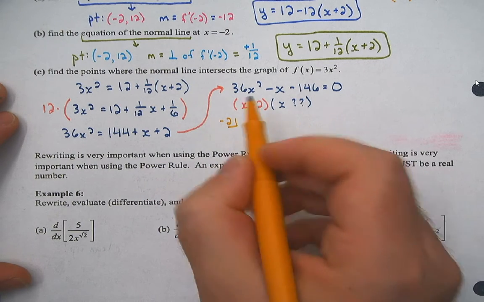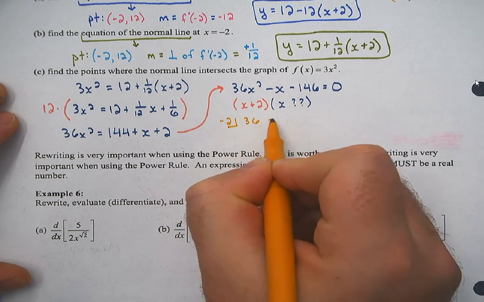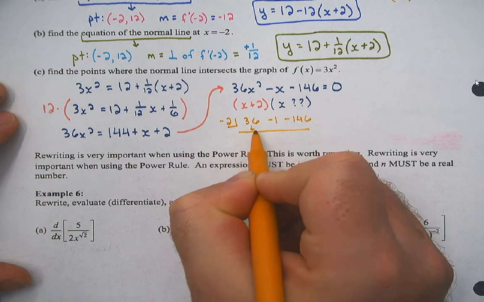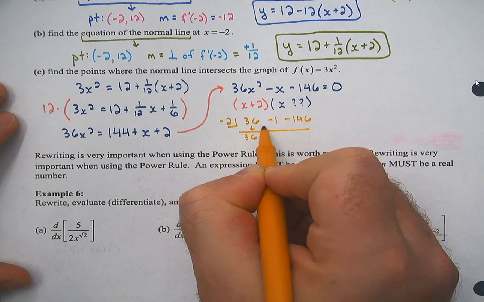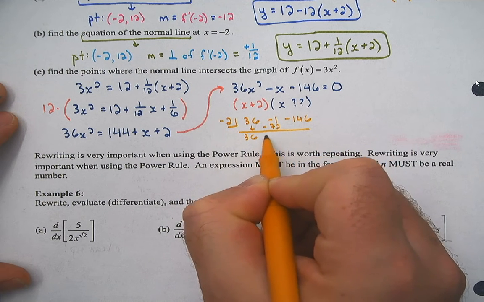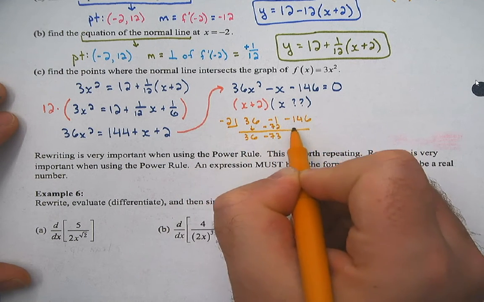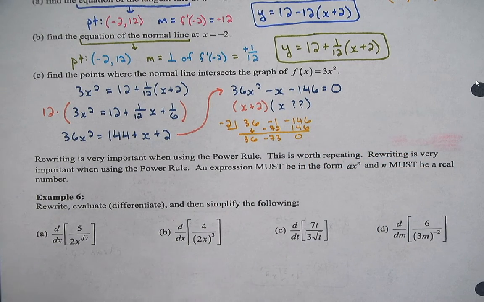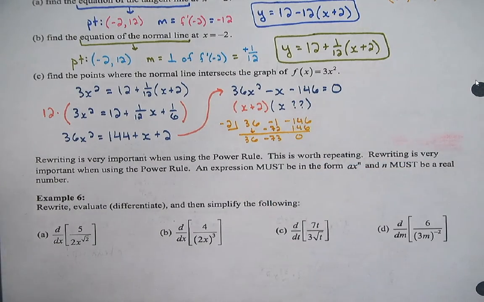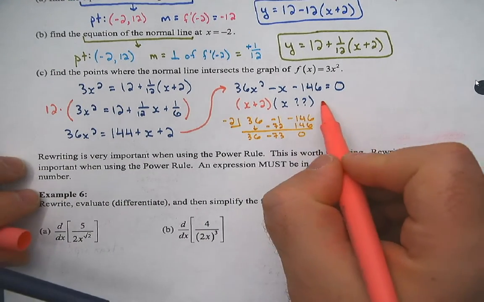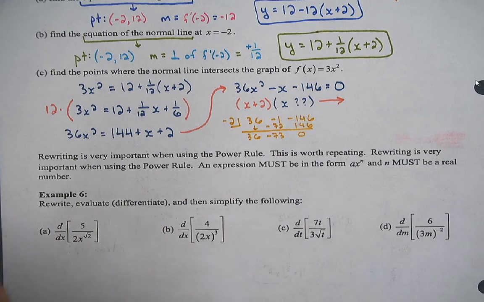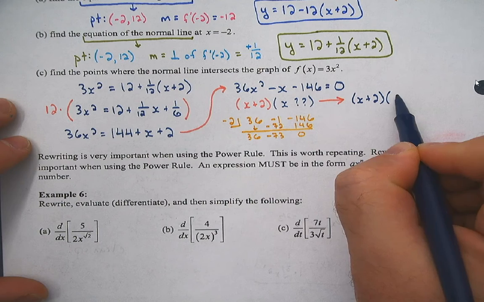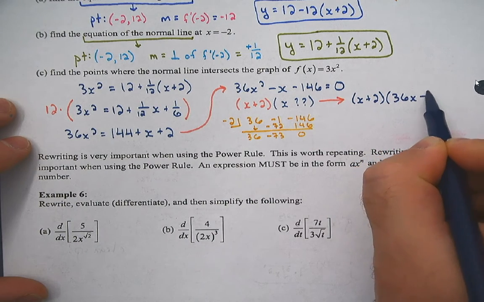Okay, so I've got a negative 2, I've got a 36, negative 1, and negative 146. So that's 36, that's negative 72, that's negative 73, that's 146, and that's 0. So that means that my two factors are x plus 2 and then 36x subtract 73.